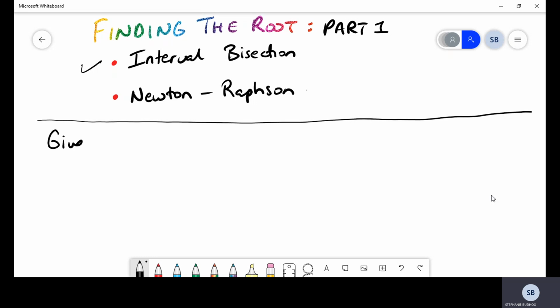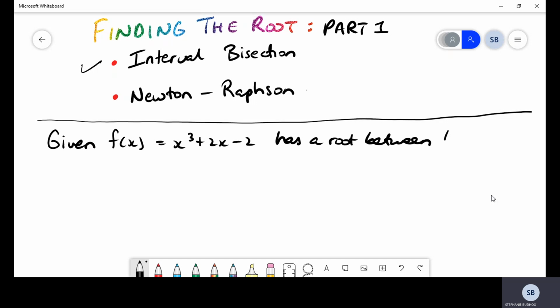So let's just say we are given a function x cubed plus 2x minus 2. And the question is telling you that this function has a root between the interval 0 and 1.